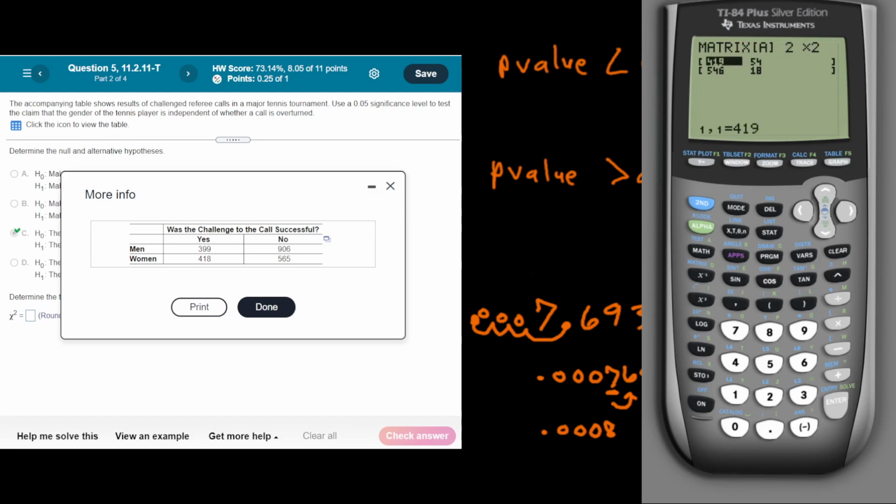Let me just look at something right quick. Okay, so 399, enter. 906, enter. 418, enter. 565, enter. All right, we are ready to rock. Hit second quit. Let's hit stats, go over to tests, chi-square tests, calculate, bam.